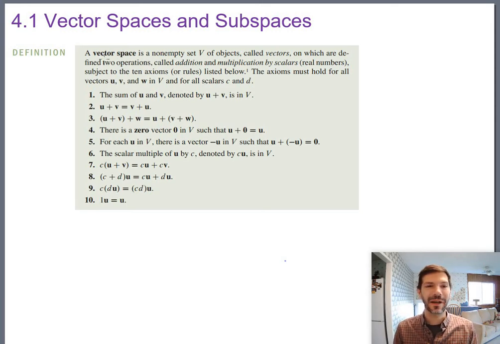So the definition here says a vector space is a non-empty, so it's got to have something in it, set of objects called vectors. So there's our definition of a vector, I guess. It's an object. That helps. Really clears it up. On which are defined two operations, addition and multiplication by a scalar, by a real number, and which fits all 10 of these axioms below. And the axioms must hold for every vector in the vector space and for all scalars.